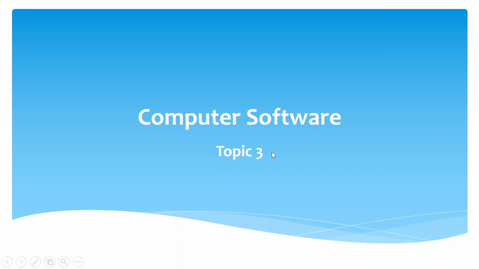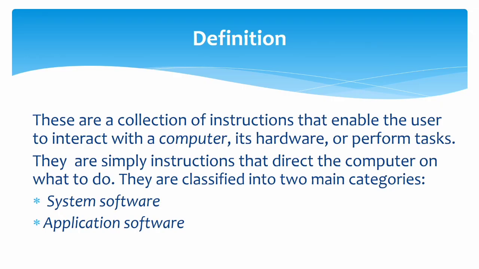A software is simply a collection of instructions that enable the user of a computer to interact with the computer, its hardware, and also be able to perform tasks. So it's simply instructions that direct the user on how they can use the computer to do whatever they want to do. And these softwares are in two. We have system software and application softwares. So we can start with the system software.